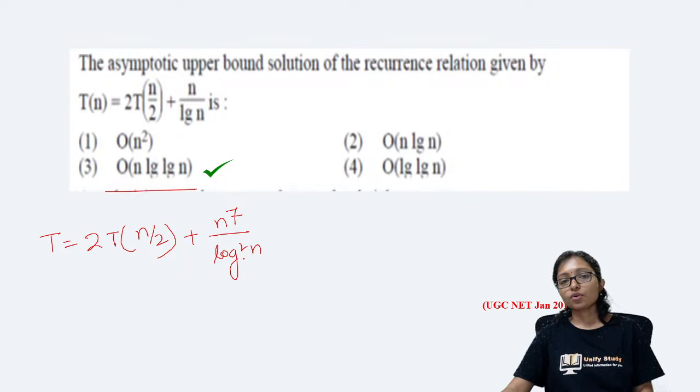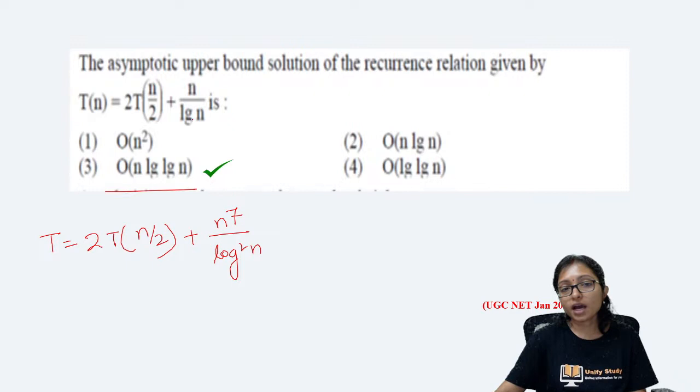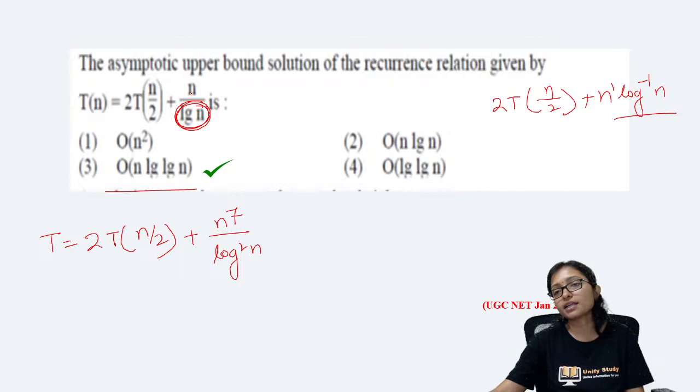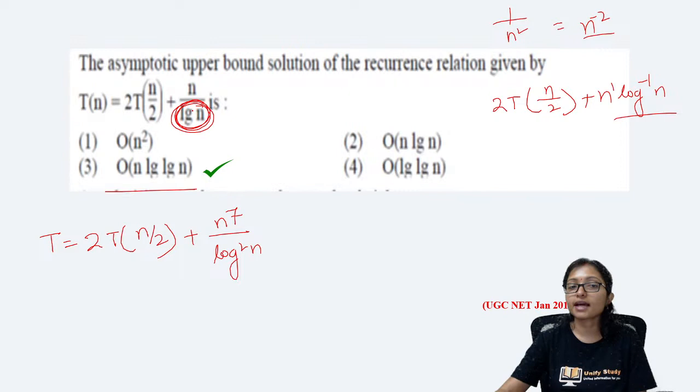K is minus 1 because here log is, you should write it like this way. It is 2T(n/2) plus n to the power 1 log to the power minus 1 n. Because log is on the lower side, it is minus 1, right? Something like we write n square as n to the power minus 2. Whenever it is coming on the lower side, that is actually minus. So that's why it is log to the power minus 1.